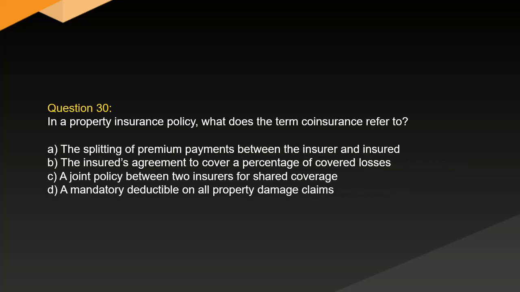Question 30. In a property insurance policy, what does the term coinsurance refer to? A. The splitting of premium payments between the insurer and insured. B. The insured's agreement to cover a percentage of covered losses. C. A joint policy between two insurers for shared coverage. D. A mandatory deductible on all property damage claims.